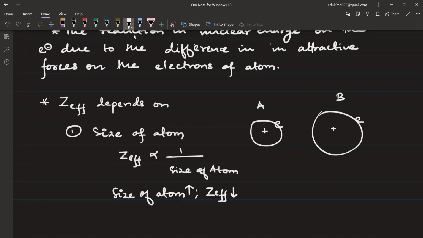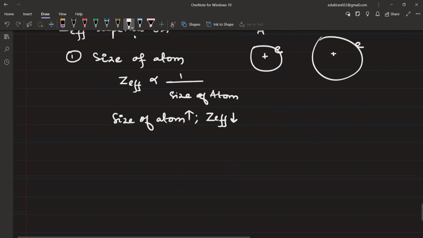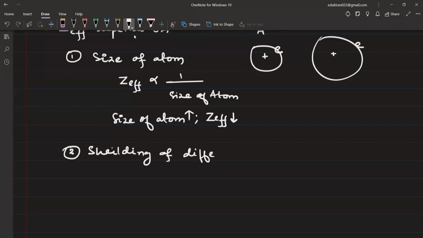Next, it also depends on the shielding of different orbitals or subshells. Second point: shielding of different orbitals. Okay, I will talk about something first. Just don't write this after shielding of different orbitals. Tell me.